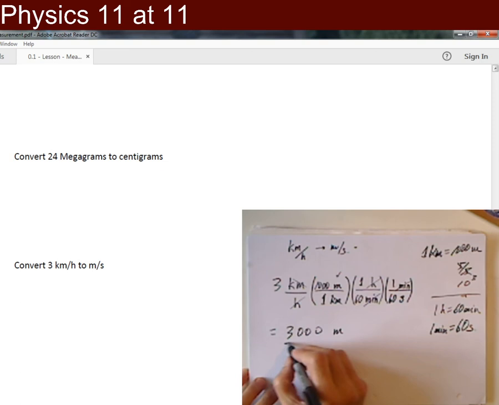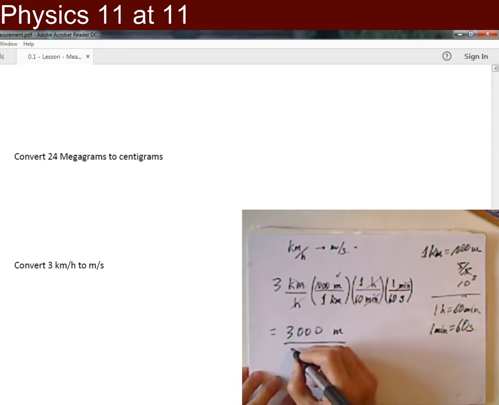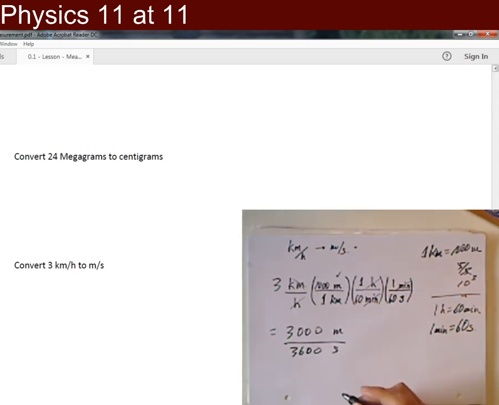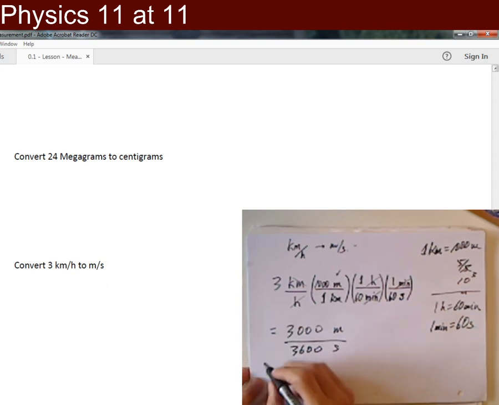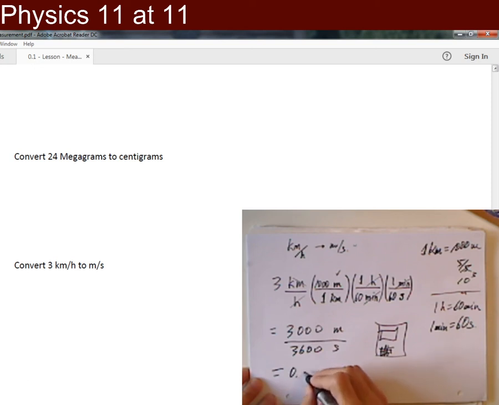The bottom, we got 1 times 60 times 60. So that's 3,600 seconds. You can reduce, do regular fraction stuff if you want. I'm just doing it like this. And when you put it in your calculator, right, you'll see it has a result of something like 0.833 meters per second.